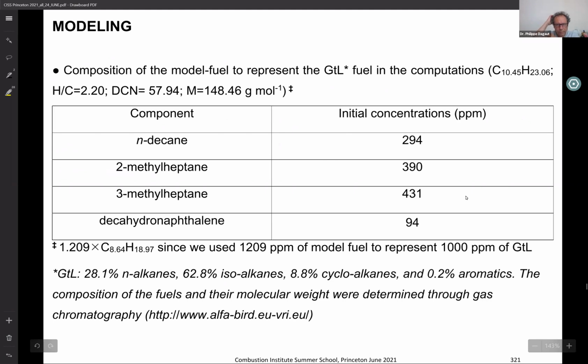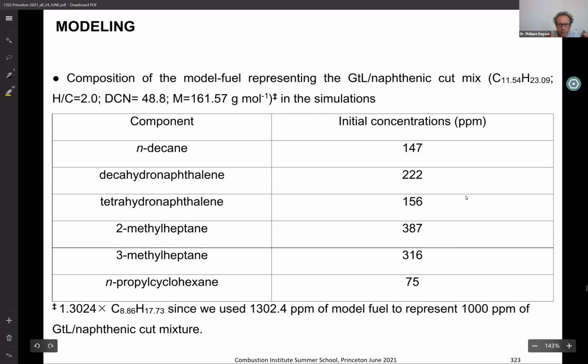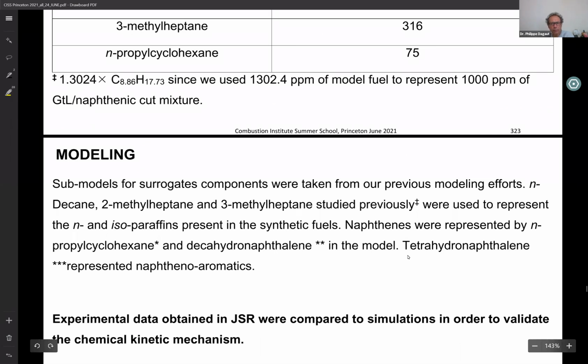So these were the initial compositions of the model fuel for the GTL and for the GTL naphthenic cut. So a relatively small fraction of normal decane and propyl cyclohexane, and a large fraction of these two here. So we use the submodels that were used in previous work, and those used in the previous slides. And we compared the experimental data obtained in a jet-stirred reactor with the computations.